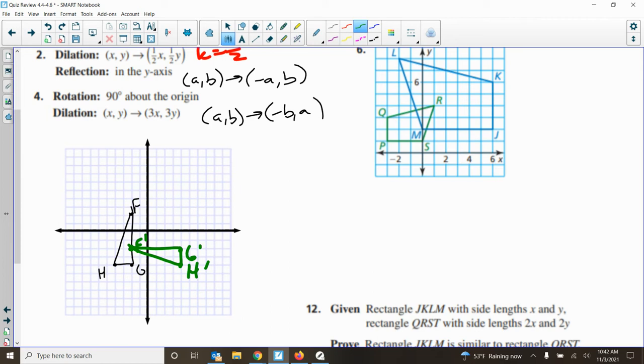Looks about right. And then we're going to dilate by a factor of 3, so we're just going to multiply all the components by 3. F prime is at negative 2, negative 2, so that's going to go to negative 6, negative 6. It's going to be F double prime. G prime is at 4, negative 2, so it's going to go to 12, negative 6. Here's 12 out here, and negative 6.